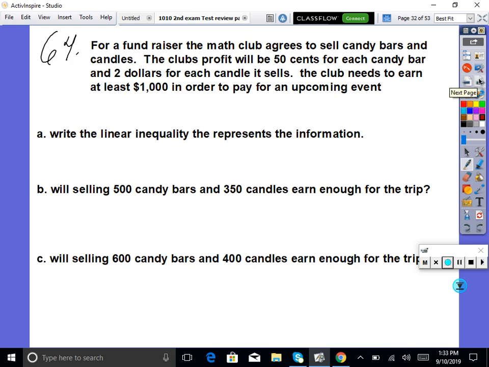So for the fundraiser, the Mountain Club agrees to sell candy bars and candles. The club's profit will be 50 cents for each candy bar and $2 for each candle it sells. The club needs to earn at least $1,000 in order to pay for an upcoming event. Write the linear inequality that represents the situation.